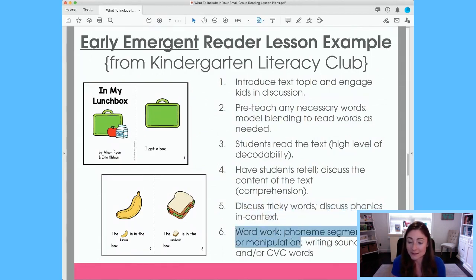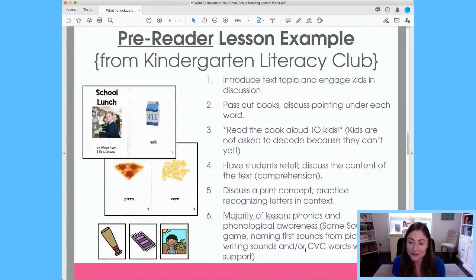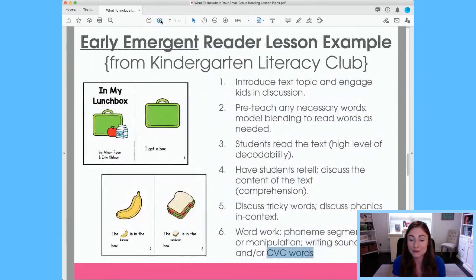Now with word work, this is still an important part of it. And again, it's really going to depend on the needs of your students. It could be phoneme segmenting or manipulation. Manipulation meaning pretty basic stuff at this level. It could be switching the first sound. So, okay, say mat, now change t to s. What word do you get? Sat, stuff like that. Writing sounds, we talked about writing CVC words in the previous lesson example. And so you would just provide less and less support as the kids are ready for it. So you might do some of the same activities with different groups, but you provide different levels of support.